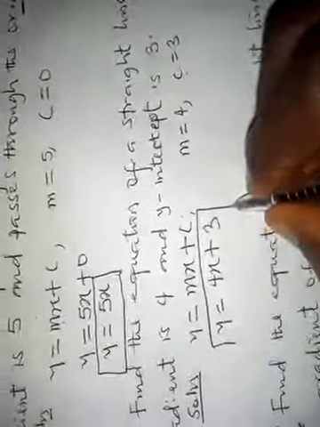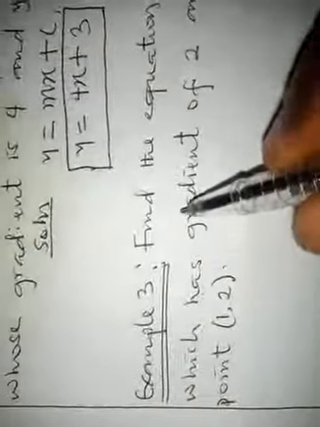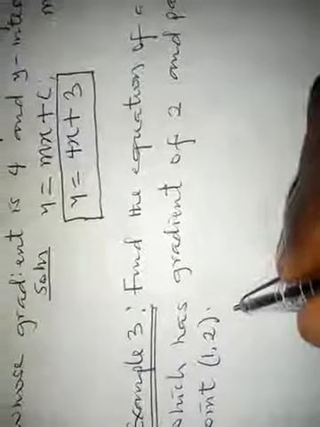So simple and straightforward. In most cases, in the equation of a straight line, we only do substitution once we have succeeded in interpreting the question and getting the appropriate formula to use. Okay, example 3 here is talking about: find the equation of a straight line which has a gradient of 2 and passes through the point (1, 2).